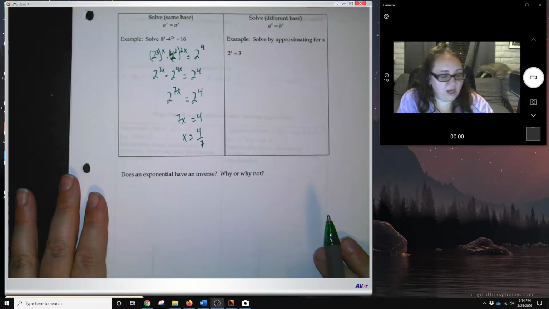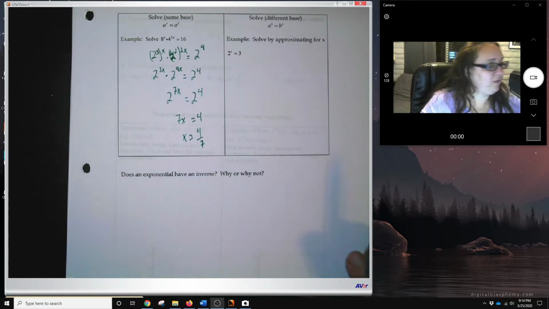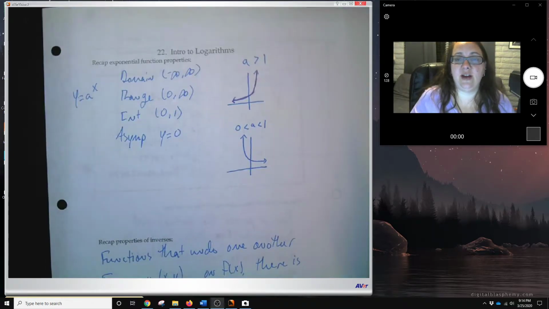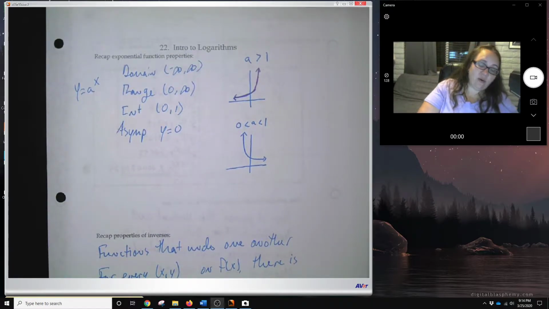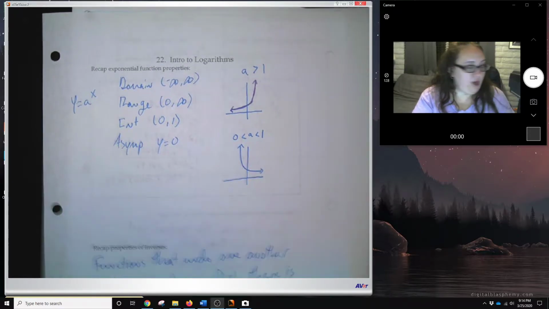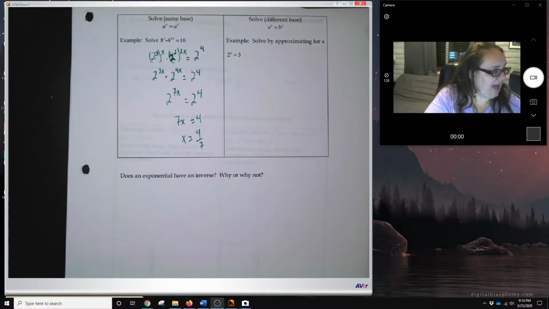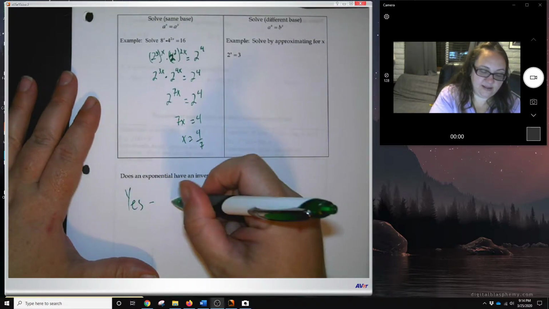And so does an exponential function have an inverse? Well, remember we said that to determine whether or not something has an inverse, it needs to pass both the vertical and the horizontal line tests. And I would say yes, both of those graphs pass both the vertical and the horizontal line tests.